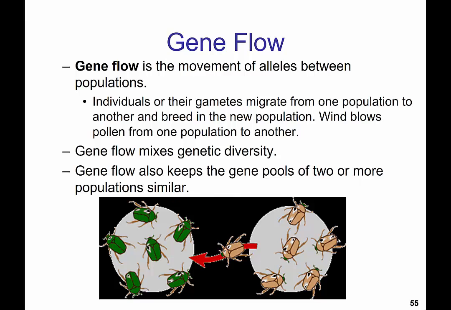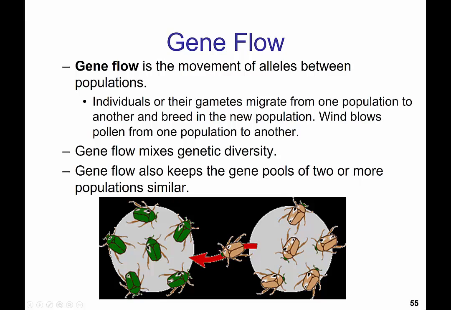Gene flow is another agent of evolution. Gene flow is the movement of alleles between populations, if individuals or their gametes migrate from one population to another and breed in the new population. For example, wind blows pollen from one population to another, or you have individuals, such as within a pride of lions, that migrate from one population to another, and this gene flow mixes genetic diversity. The gene flow also keeps the gene pools of two or more populations more similar.